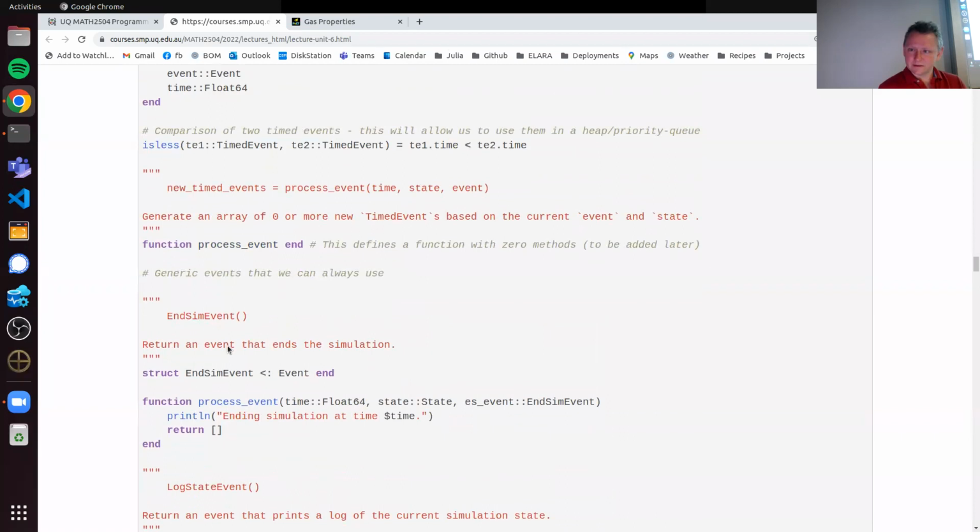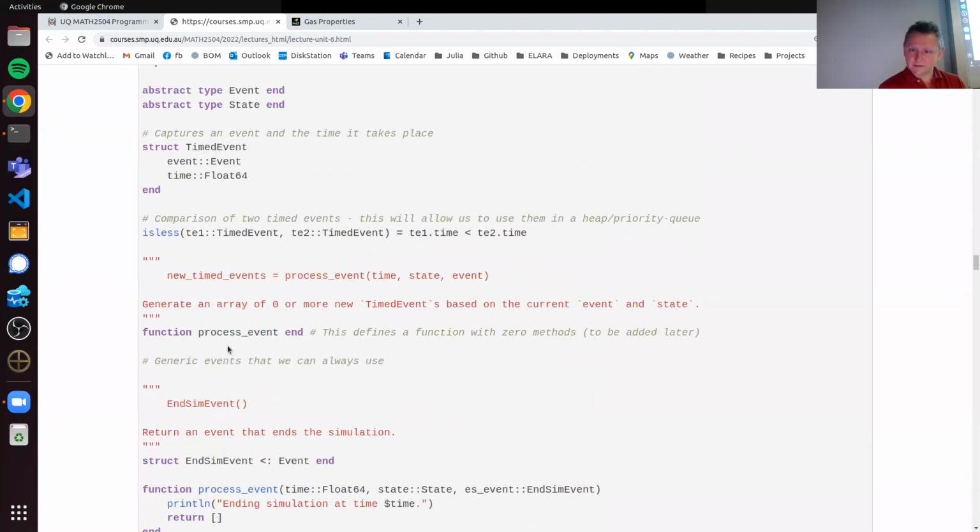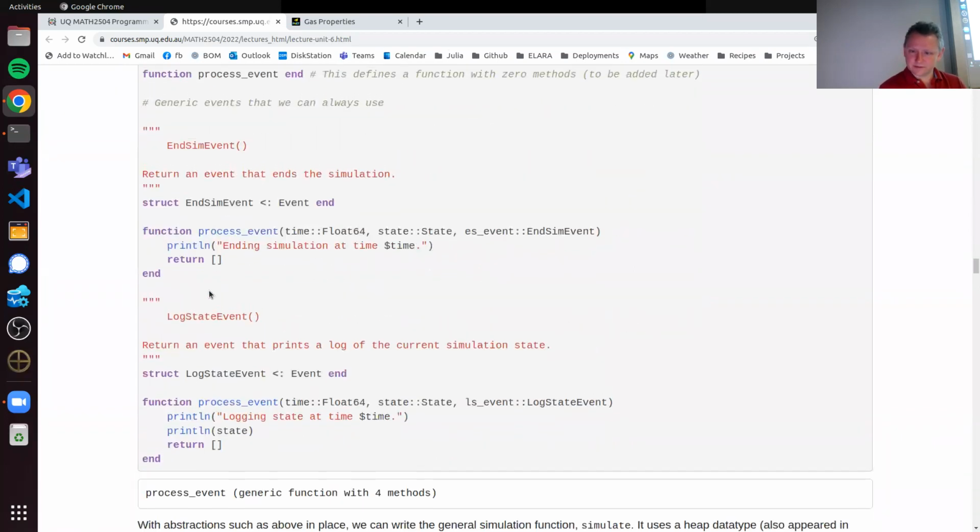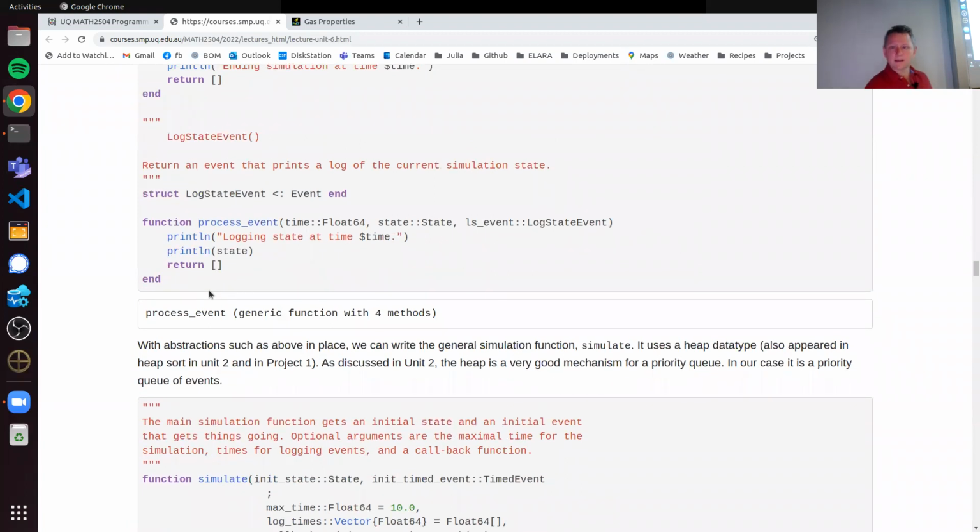Yeah. So theoretically, that's fine. And we're going to have another built-in event called log state, and what that will do is really just log to standard out, so printing out state every time this event occurs. So maybe every minute or every hour or whatever, you'll make it spit out some things.